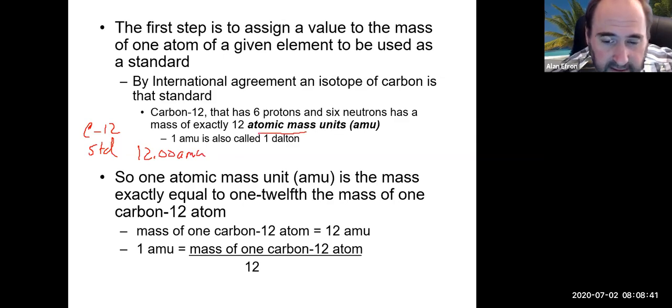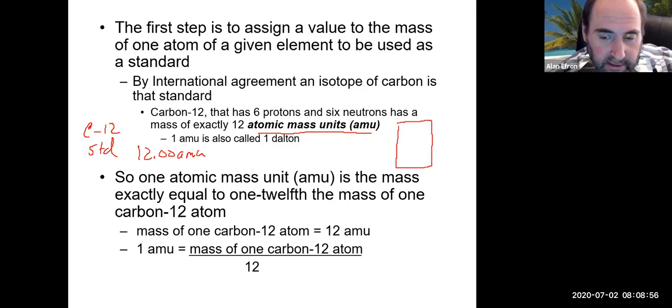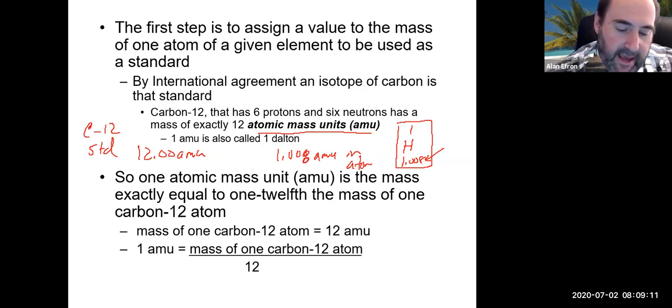The atomic mass unit is a unit that is not used a lot outside of maybe this chapter. We use what we see on the periodic table a little bit differently. But technically speaking, when you look at that hydrogen up there, there's 1.008 AMU in an atom of hydrogen. So we can pull those numbers off the periodic table in what are known as AMU, or atomic mass units.